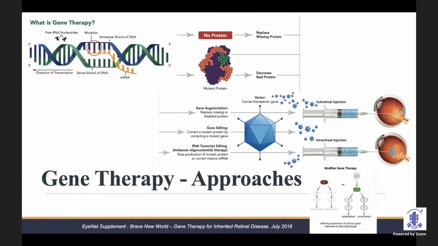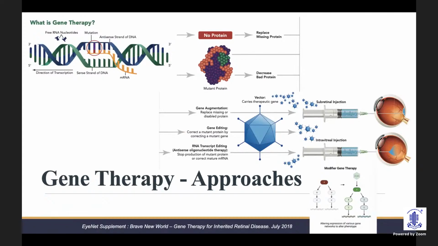So let's try and understand what we are trying to do with gene therapy. Basically, we have a part of the DNA that is not functioning well. We just heard about how the DNA and the RNA, the transcription and the translation, work. So the DNA is the part that is going to be defective, where you are not going to get a good RNA coming out of it.